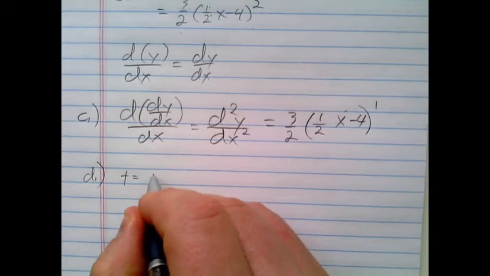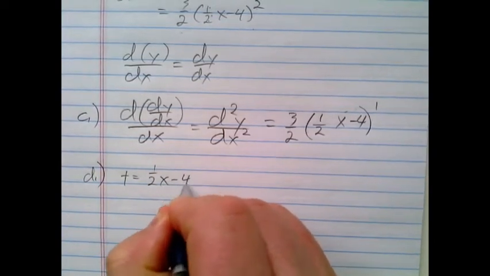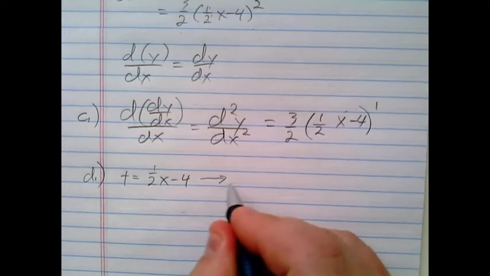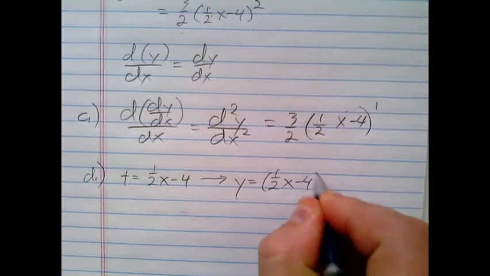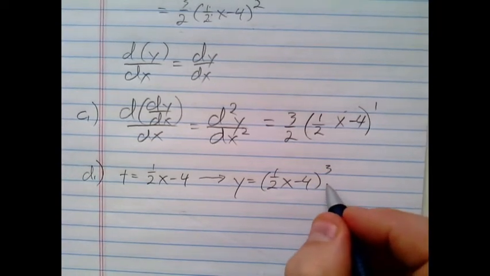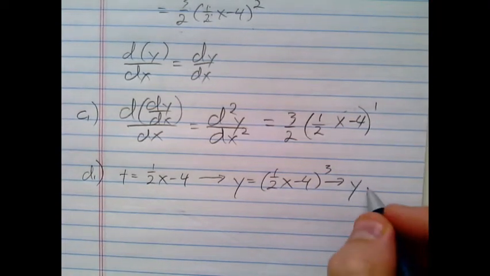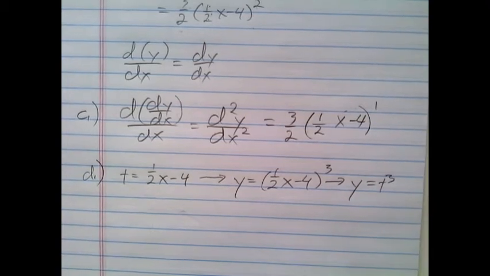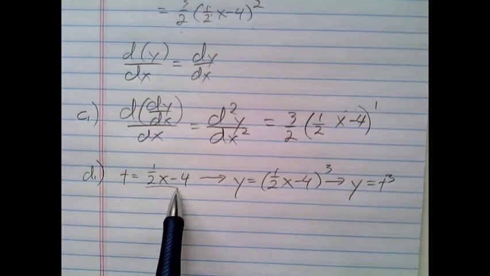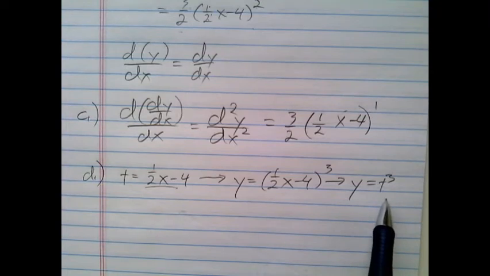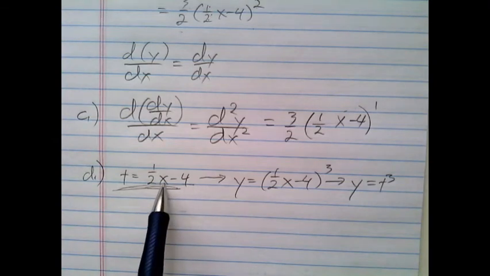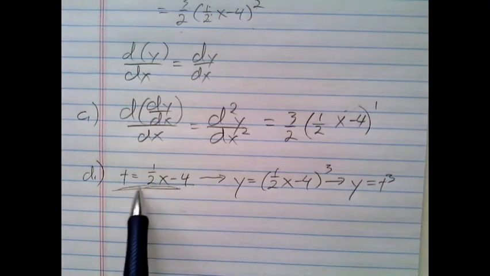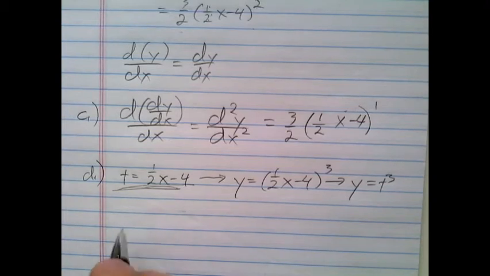So, we're going to let t equal 1/2 x minus 4 so that our y, which was originally (1/2 x minus 4) cubed, becomes y equals t cubed. Okay, so I did that on purpose to simplify my y equation, but I still need an x equation. My x equation will have to be consistent with this choice I made here. So I'm going to have to come back here and solve this for x.